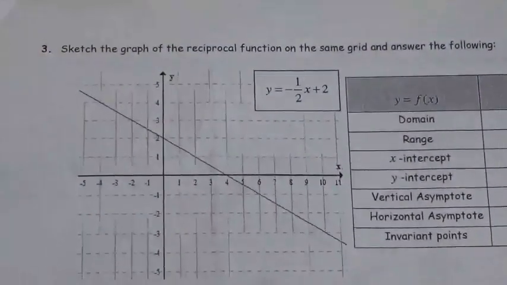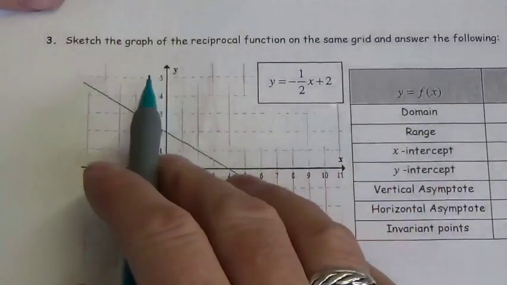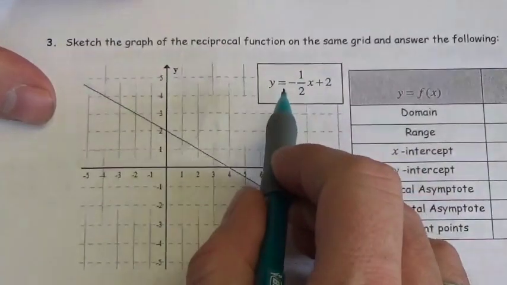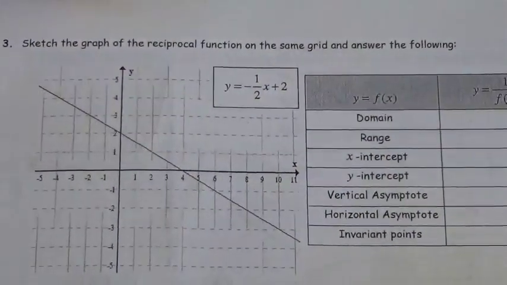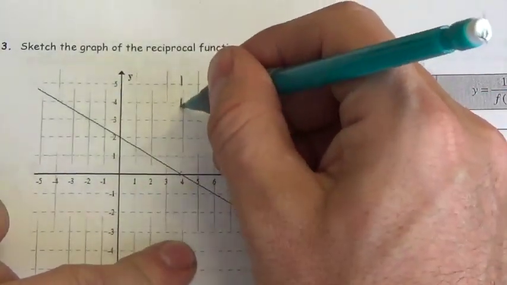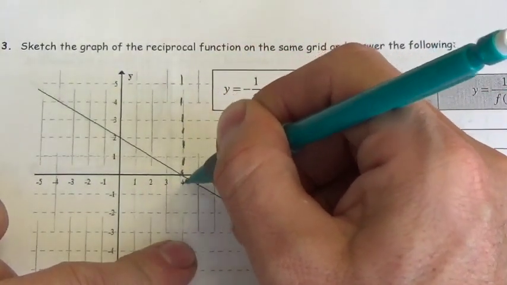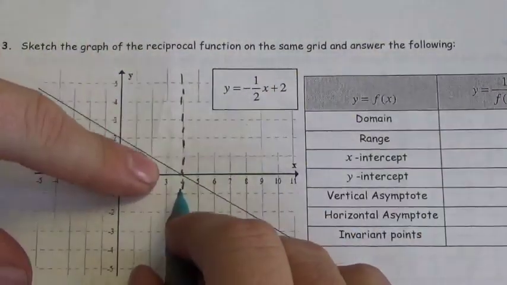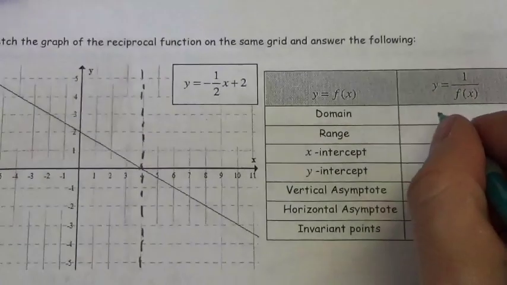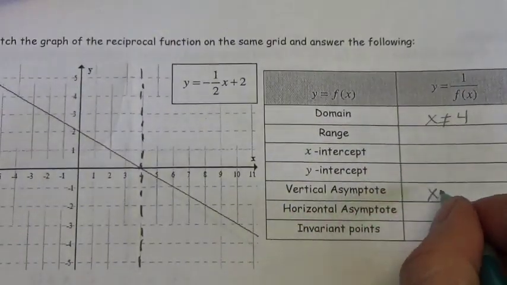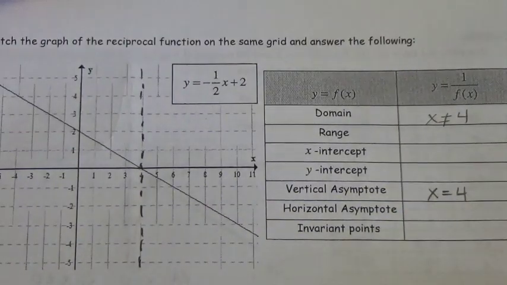Okay, let's take a look at another. So we're going to sketch the graph of the reciprocal on the same grid here. Now we're going to reciprocate this negative 1/2 x plus 2. Now when I do that, I already know that the x-intercept is going to become my vertical asymptote. So right there, I know that I'm going to lose positive 4. So my domain is going to be x cannot equal positive 4, and that's going to be my vertical asymptote.